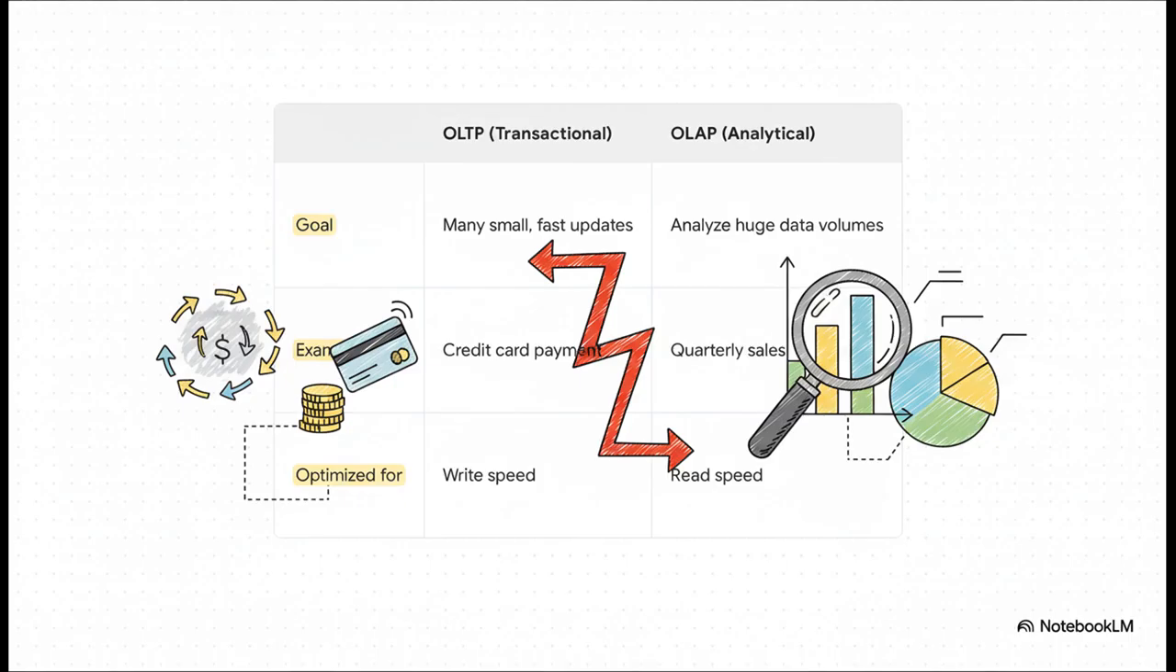First, there's OLTP, or online transaction processing. Think tons of tiny, rapid updates, like processing a credit card payment. This is all about write speed. And then there's OLAP, or online analytical processing. This is for crunching massive amounts of data to find insights, like generating a huge quarterly sales report. It's all about read speed. And here's the catch. You can't be the absolute best at both.